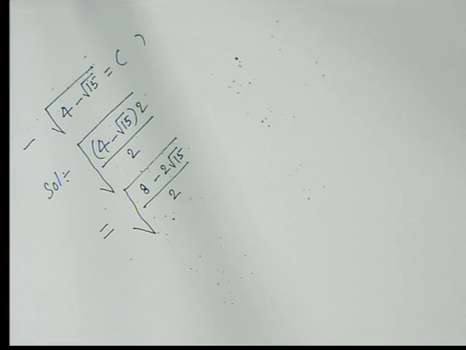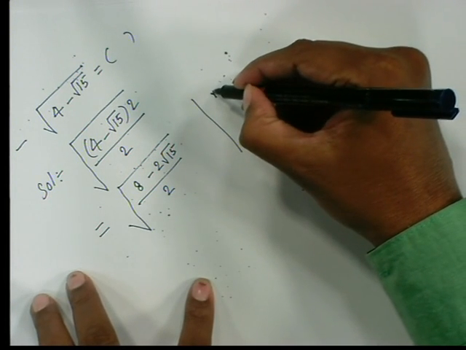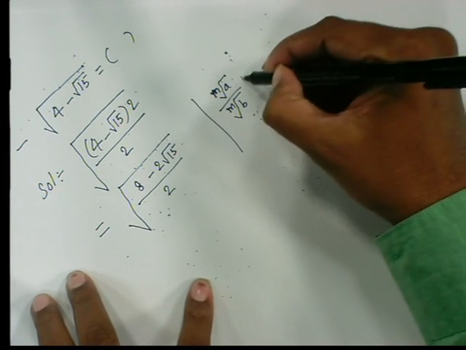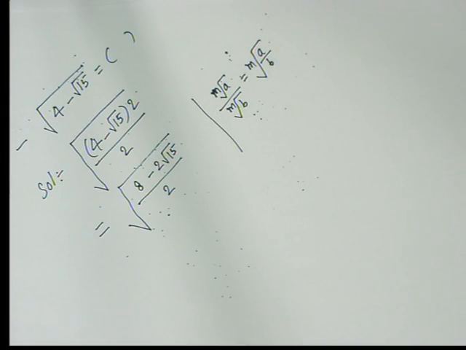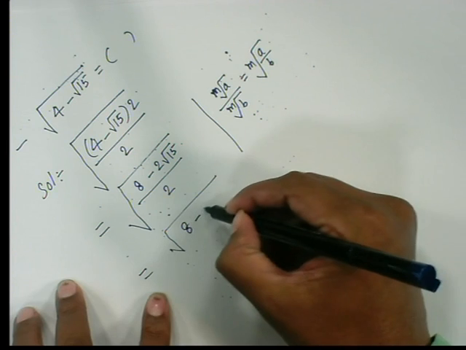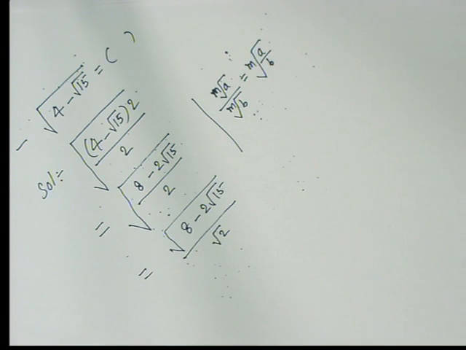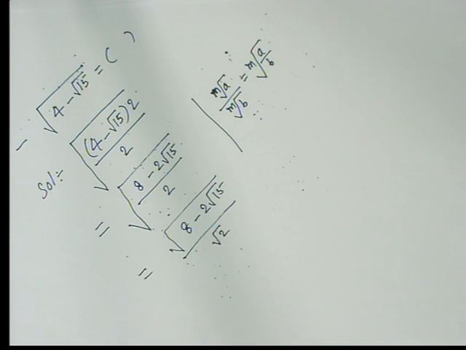Let me revise the formula from the theory of indices: mth root of A by mth root of B equals mth root of A by B. Understood? So this can be written as root of 8 minus 2 root 15 by root 2. Okay. Let us concentrate on the numerator. Here the numerator is square root of 8 minus 2 root 15.